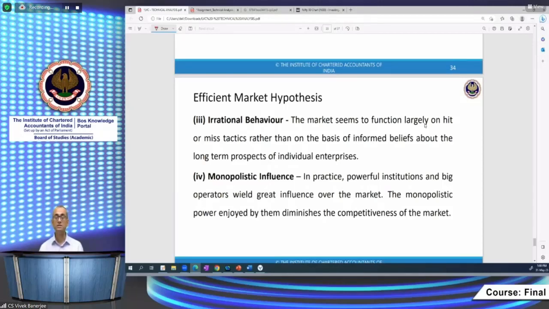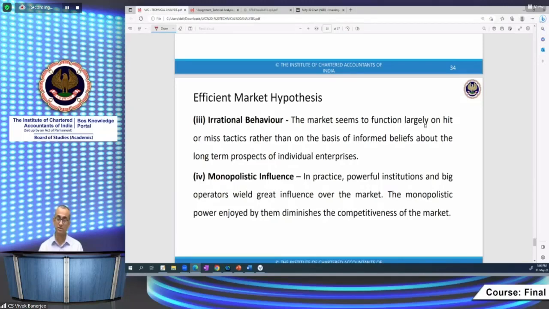So it is a challenge to this theory. Monopolistic influence is also a challenge to the efficient market hypothesis. Monopolistic influence means the powerful institutions and big operators influence the market, and it is still doing that. The foreign institutional investors and the domestic institutional investors actually influence the stock.